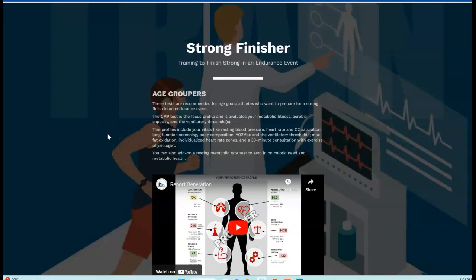Okay, if you've chosen the strong finisher section, you're either an age group endurance athlete who's training for an event, something like a triathlon or a cycling, hiking, climbing, running type event, and you want to finish strong. Or you may be involved with a sport where endurance is a key component to it, and you want to evaluate your endurance fitness or endurance performance.